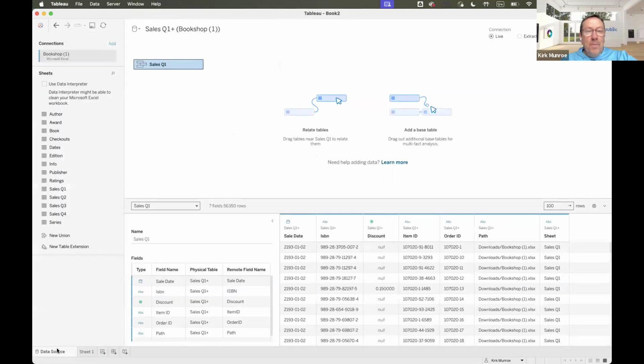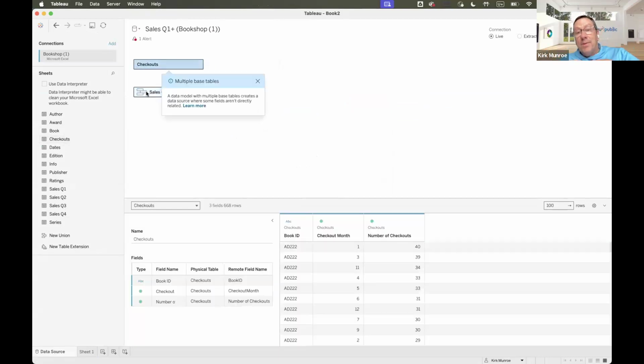But the other thing you have to think about is that checkouts are also a fact table. So what's a fact table? A fact table is a table that just records transactions, effectively, and has facts or measures, basically.